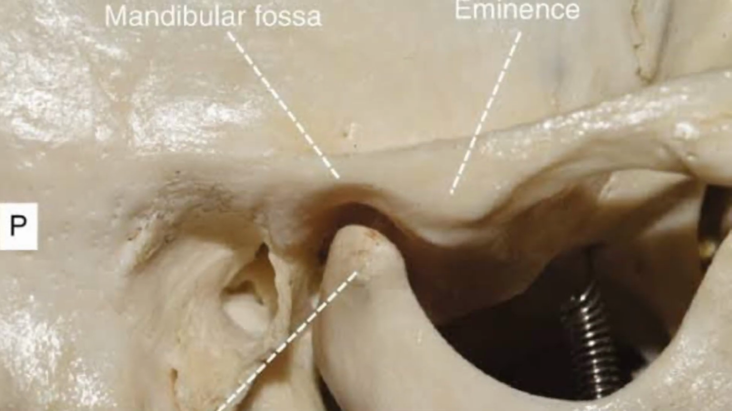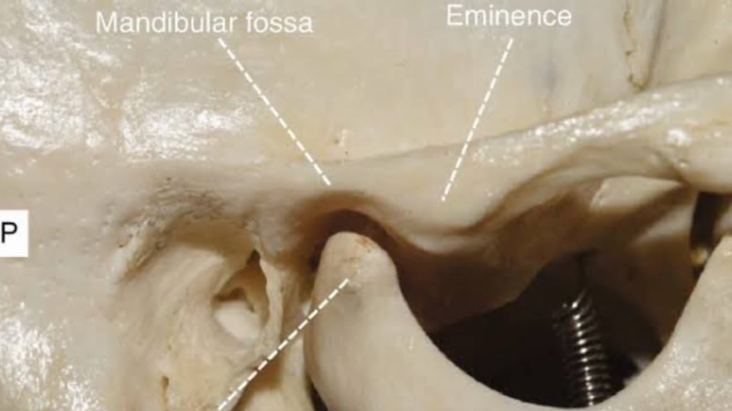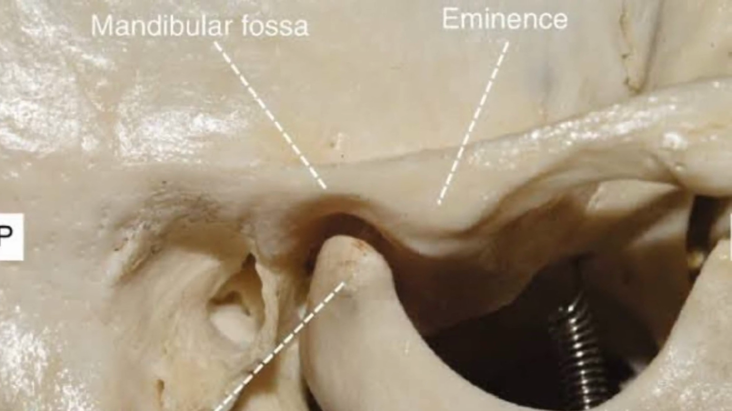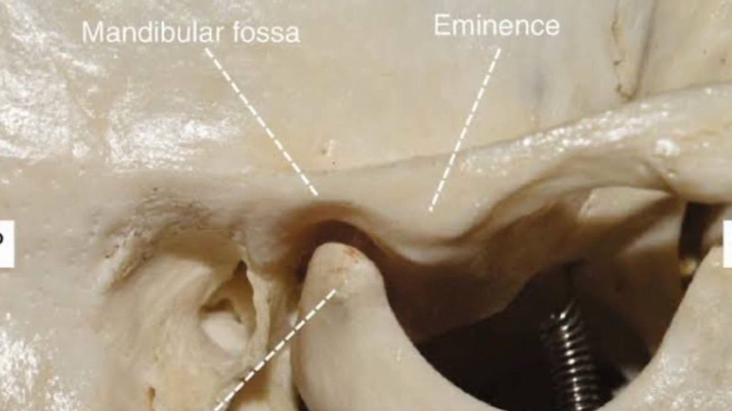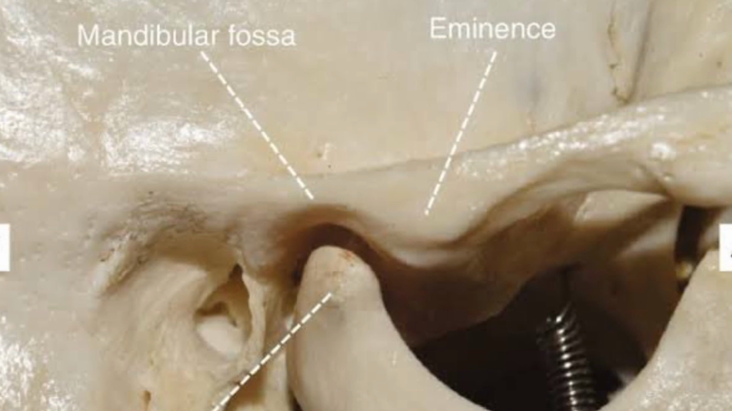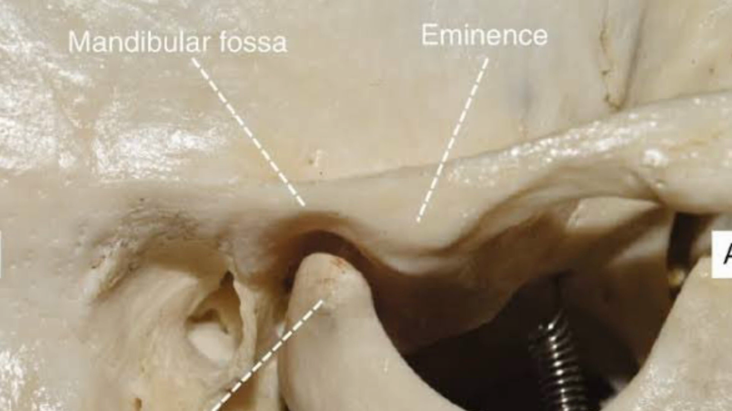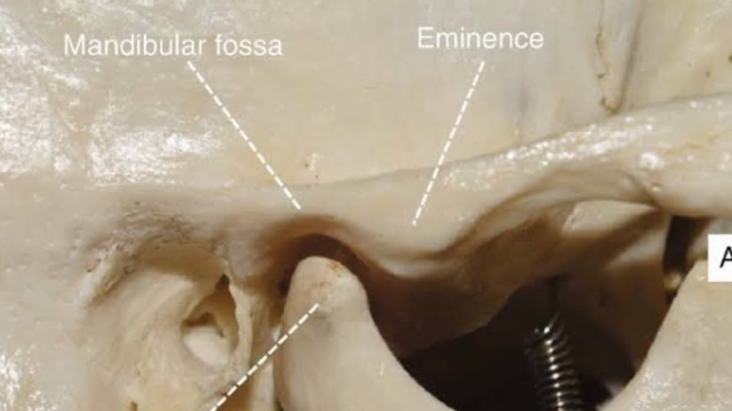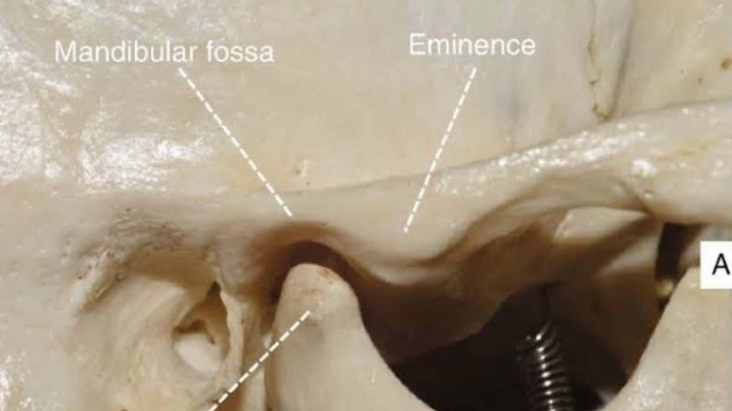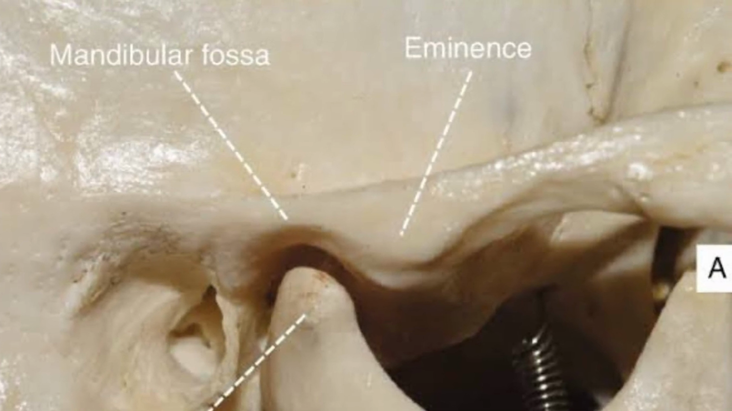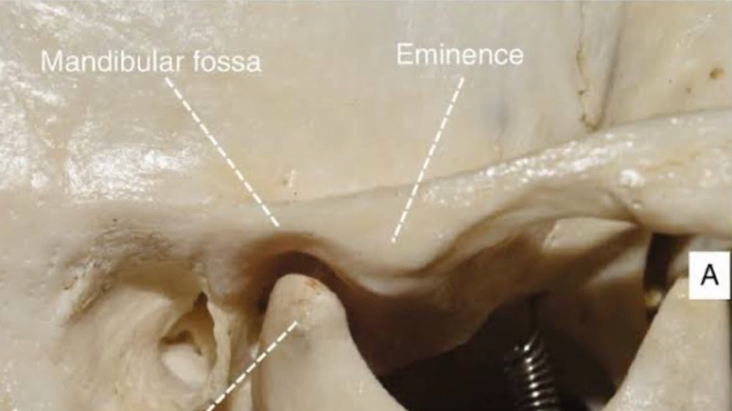The main components of this joint are the mandibular fossa in the temporal bone and the condyle of the mandible. So these two main structures form this temporomandibular joint, and this joint is the last of all joints to develop. It starts developing at the 7th week of gestation, which is the last to start developing.